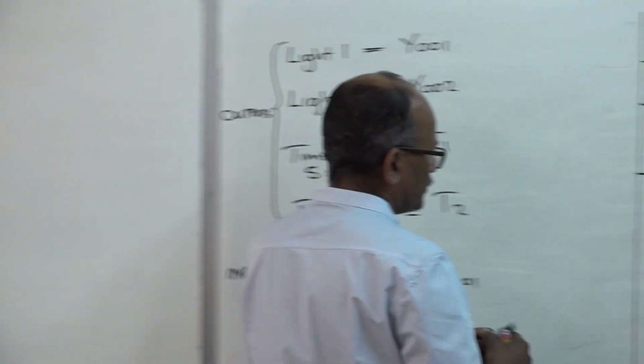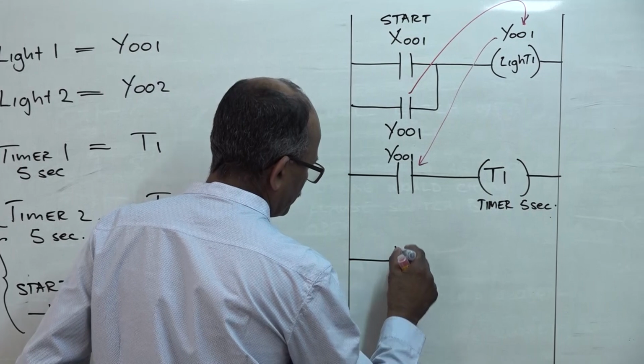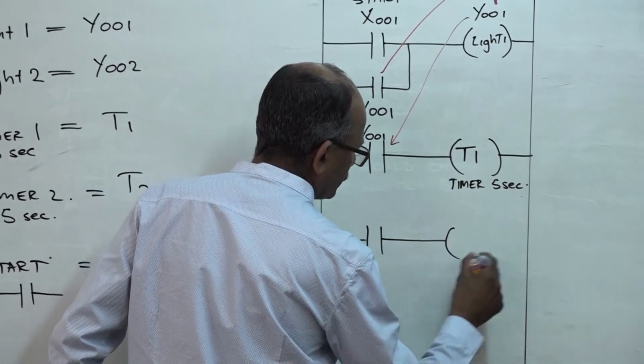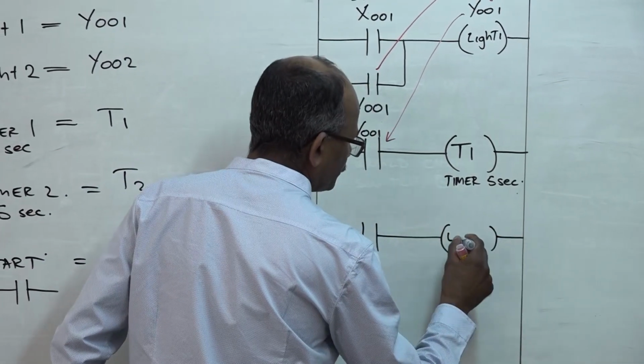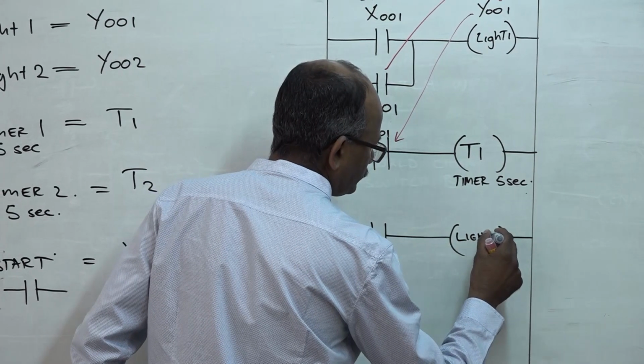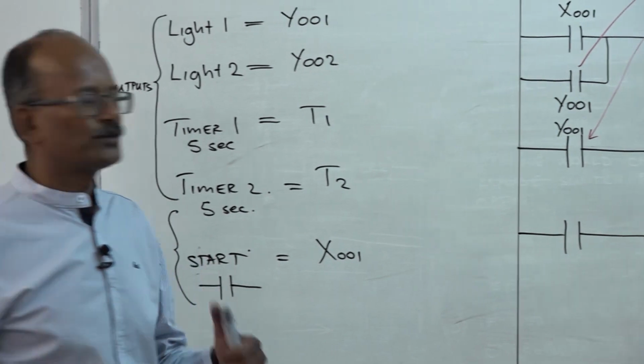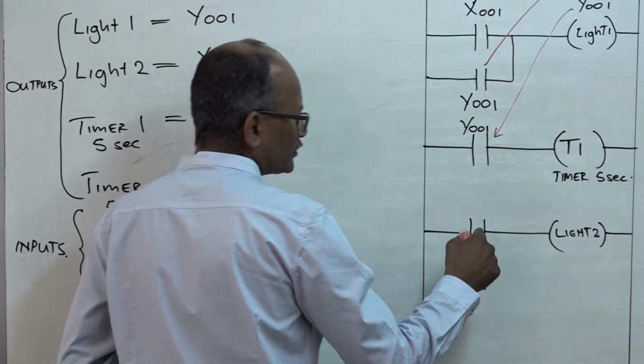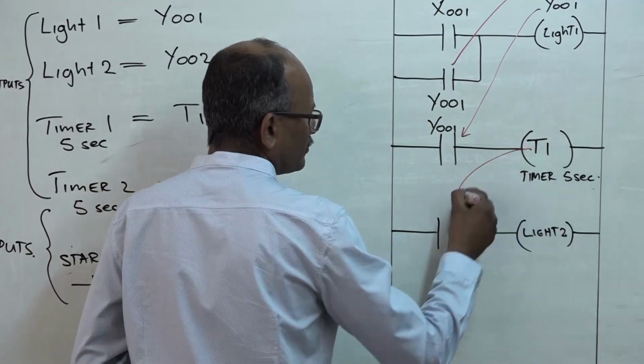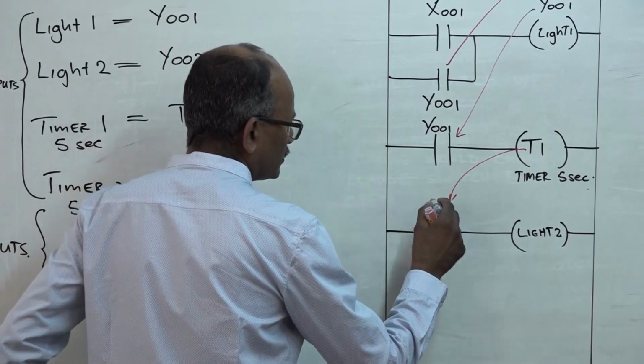What happens after 5 seconds? After 5 seconds, the timer must start light 2. So this would be light 2. What starts light 2? The timer T1. So this normally open switch will have the same address as timer T1.